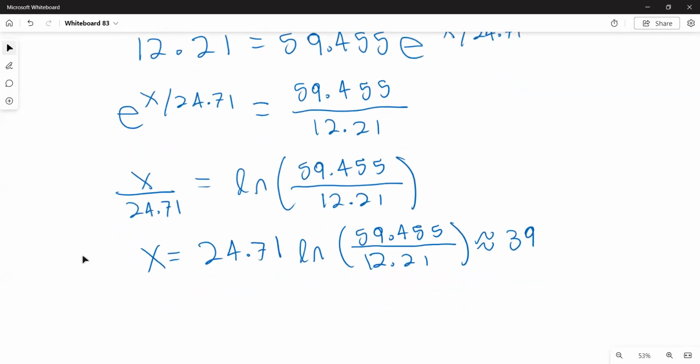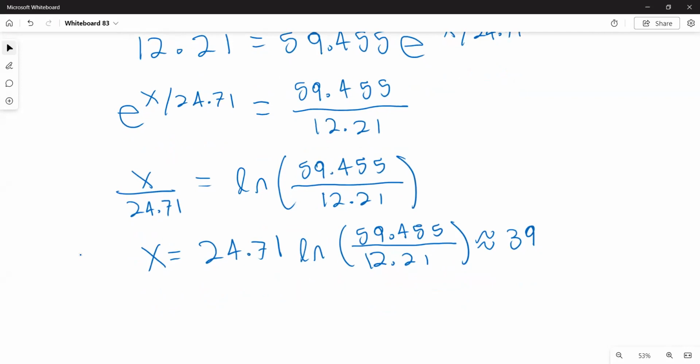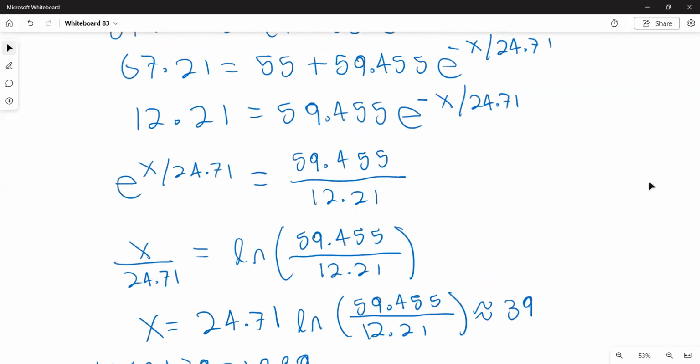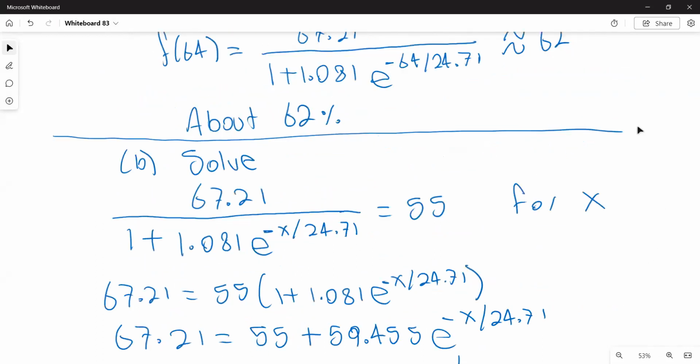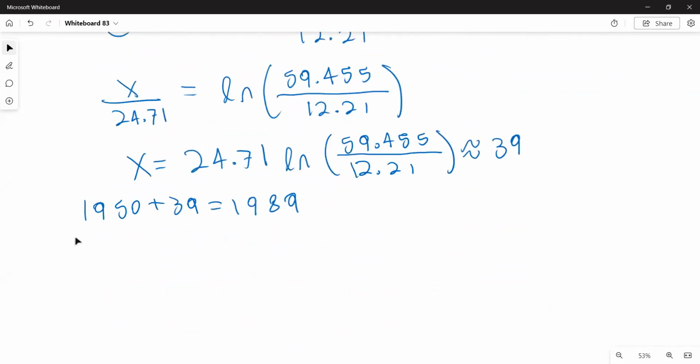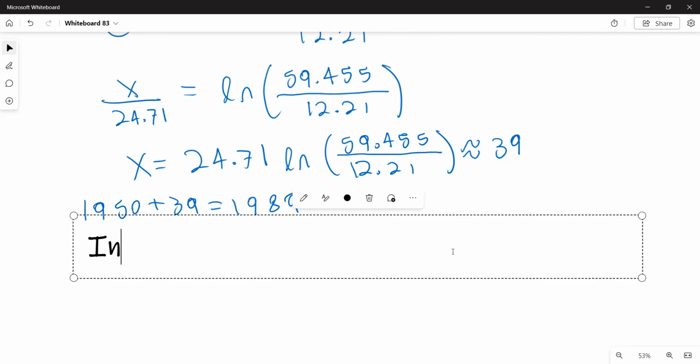Where x represented the years after 1950. So 1950 plus 39 is 1989. So that's the final answer. In 1989, 55% of women were in the civilian labor force.